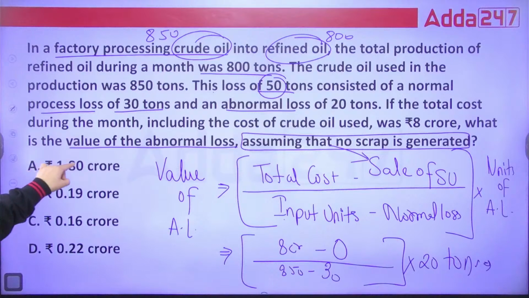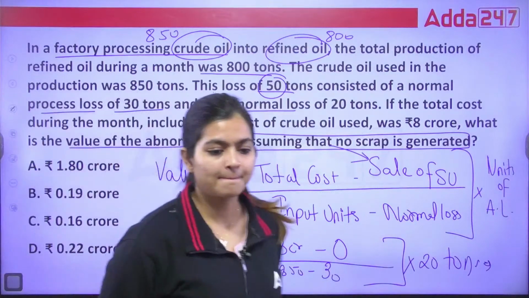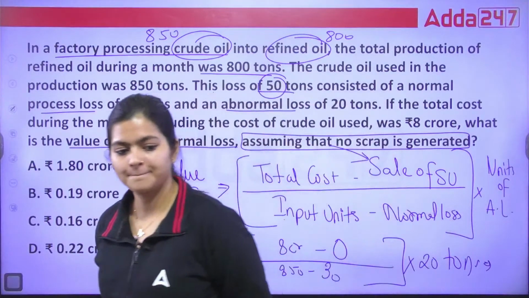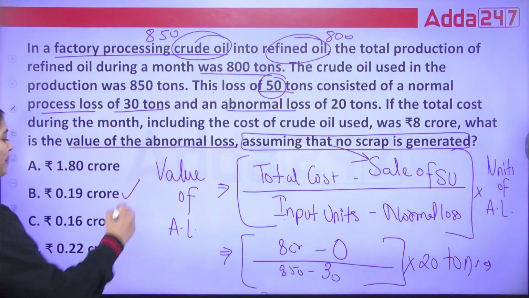Option A 1.8 crores, B 0.19 crores, C 1.6 crores, D 0.22 crores. Please tell me which option is your correct option. After solving, you are going to get the right answer as 0.19 crores.